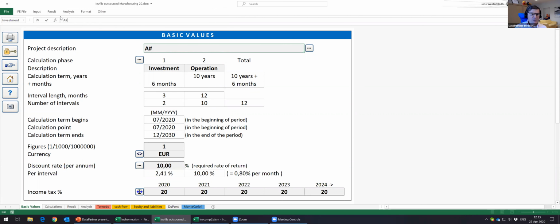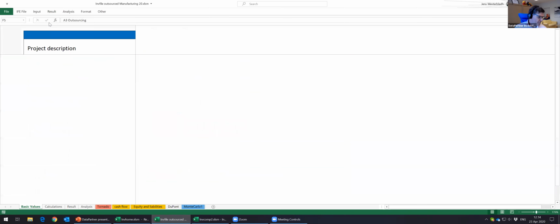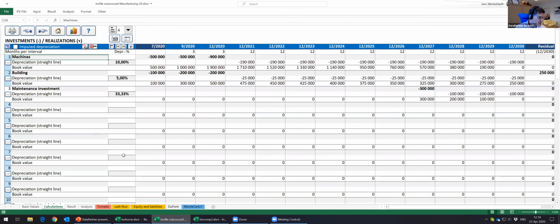That's alternative 3, outsourcing. Okay, so again, we can assume the same basic assumption, same periods, etc. Then we go to the investment table again. And my case says like this. There is no investment for machines.